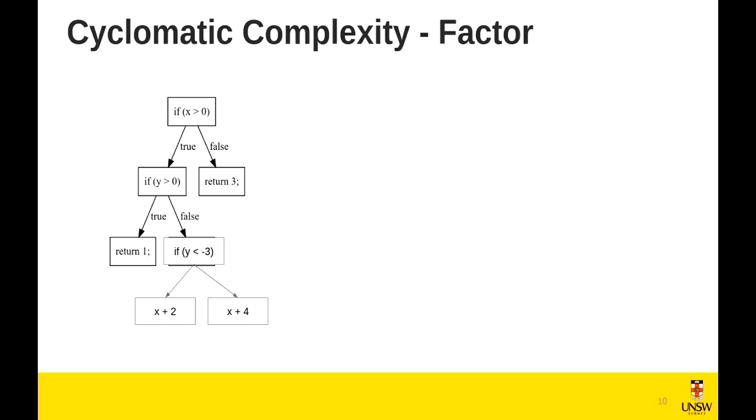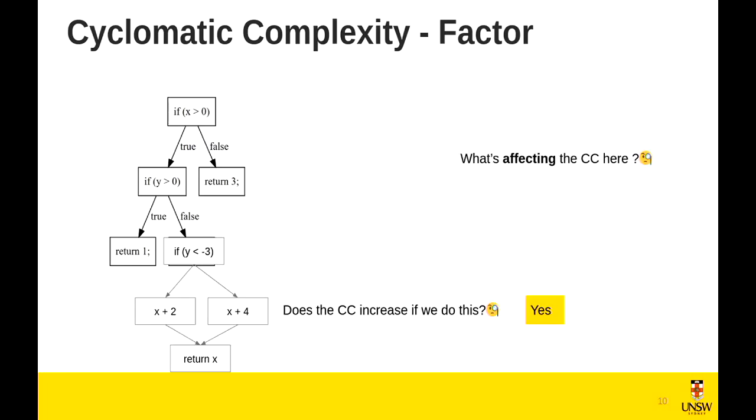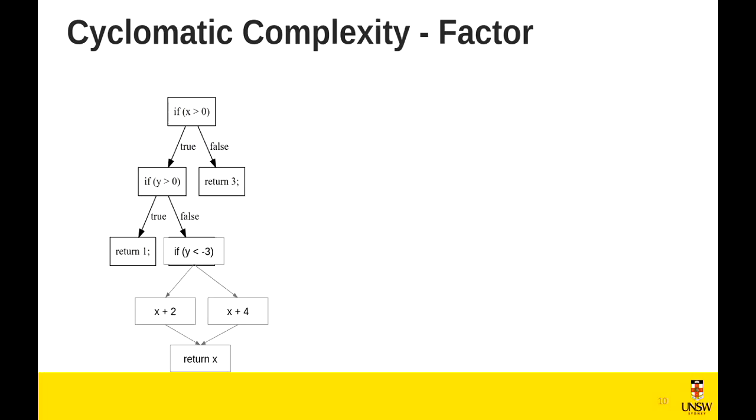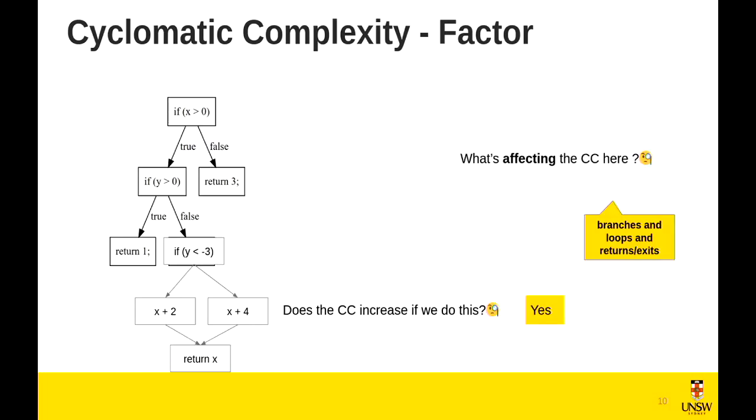But let's change the program a little bit. So what if we do this? Are we increasing the cyclomatic complexity here? Yes. Yeah. This is pretty straightforward. So can you see what is affecting the CC here? What's different from this one to this one? Actually, we have fewer returns or exit points.